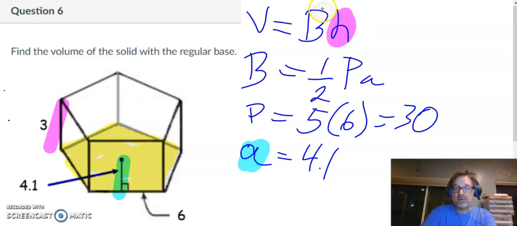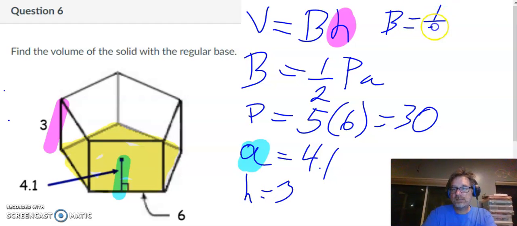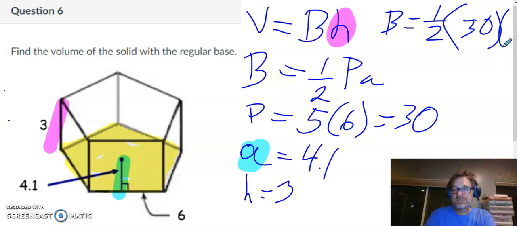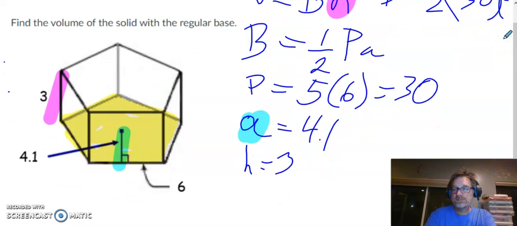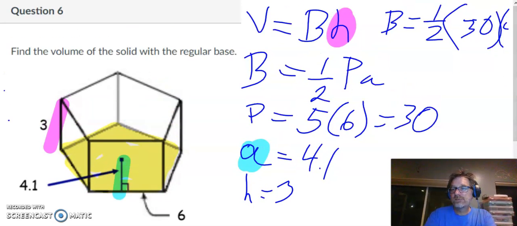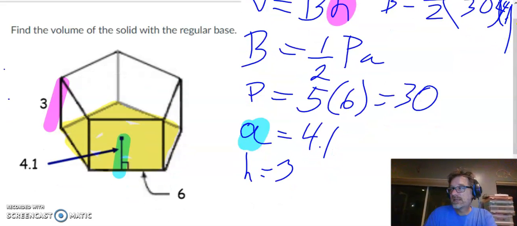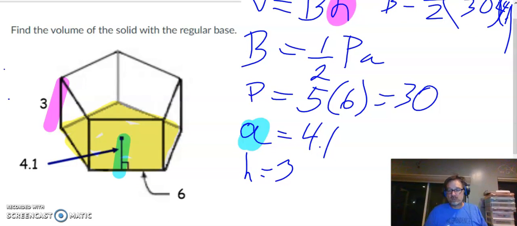So now I've got all my parts. So to find big B, I'm going to do half of 30 times 4.1. I hope you can read that. Half of 30 times 4.1.